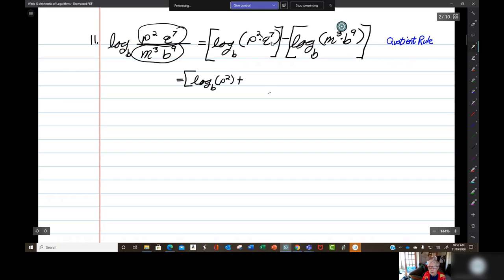Plus, because that's what you do when you have a product, log base b of q to the 7, minus log base b of m to the 3. Move. There you go. Plus log base b of b to the 9. This is the product rule.